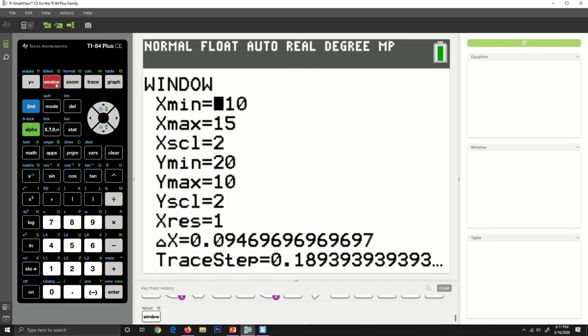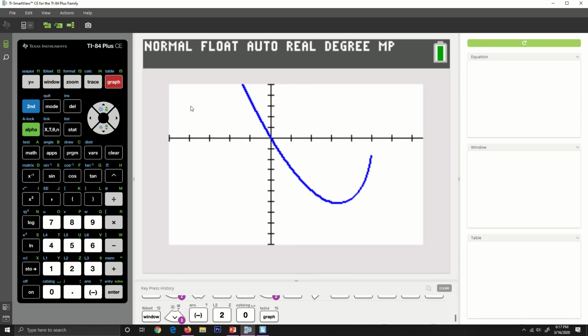It's window. What's wrong? What did I get wrong here? Oh, my Y minimum can't be bigger than my Y maximum. I need negative 20 there. There we go. All right, beautiful. Okay, now we're looking at something.